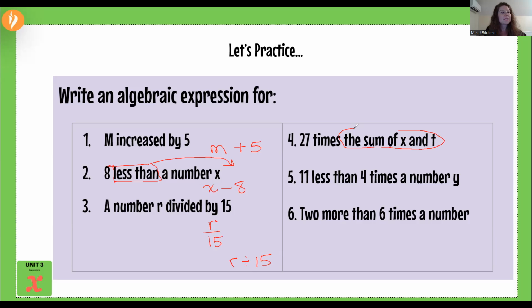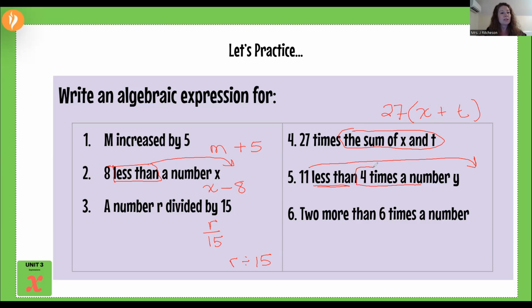The sum of x and t. So let's go ahead and write the sum of x and t. And then it says 27 times all of that. Okay? So that looks like a distributive property. Here's another less than, very important that 11 comes at the end. So it's something minus 11.